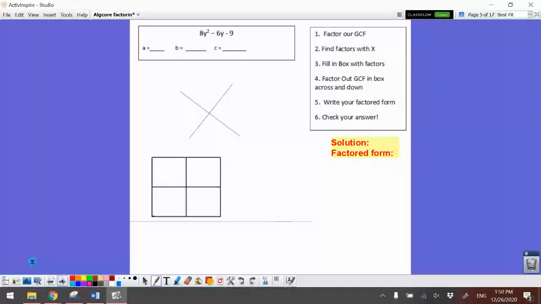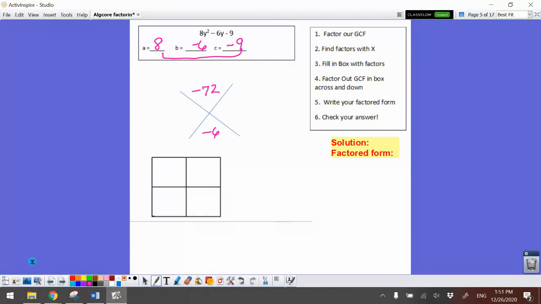Let's do this 8y squared minus 6y minus 9. Okay, 8y squared minus 6y minus 9. So the first thing we're going to do is figure out our a, b, and our c. And then we're going to multiply, come up with our factors, fill in our crisscross. So a is 8, b is negative 6, and c is negative 9. So if I multiply these two, that gives me a negative 72 and a negative 6.